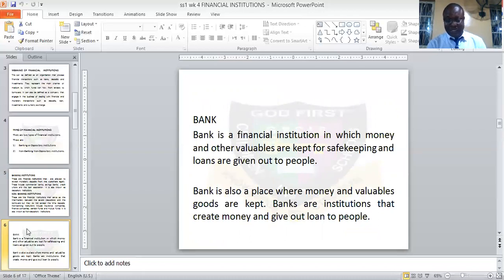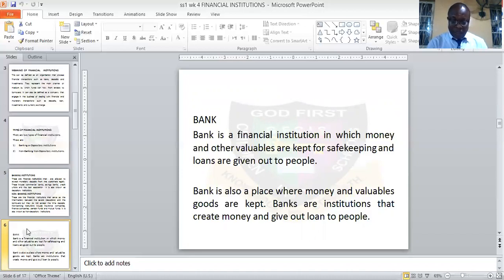Then what is a bank itself? A bank is a financial institution in which money and other valuables are kept. So it's one of the institutions whereby you can keep your money there, not only money, even documents and other valuable documents are also kept, for safekeeping. And loans are also given out to people. So my student, this is how you can define a bank.